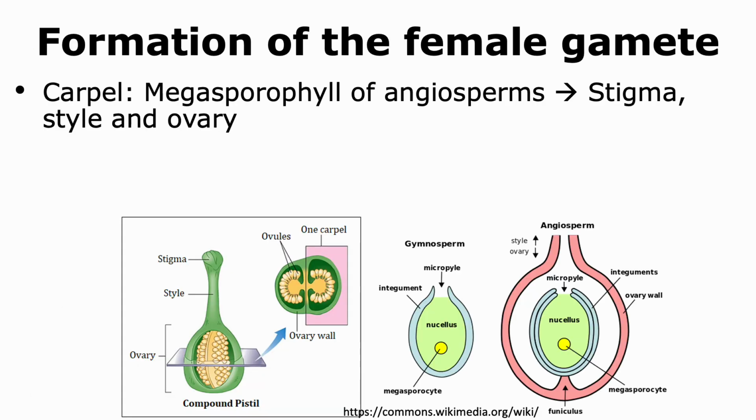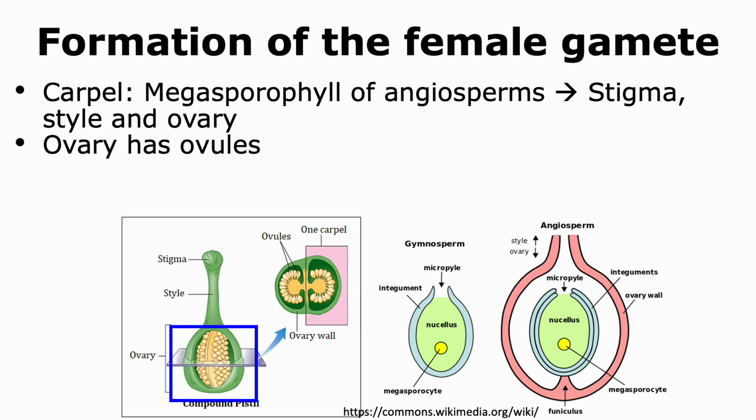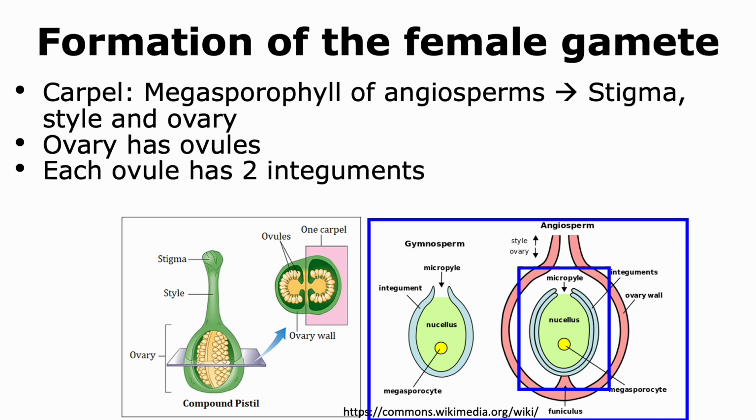In angiosperms, the female gamete is formed in the carpel, which is the megasporophyll. The carpel is made up of the stigma, style, and ovary. Within the ovary, we can find many ovules. Each ovule has two integuments. This is different from what is observed in gymnosperms, where the ovule has only one integument.